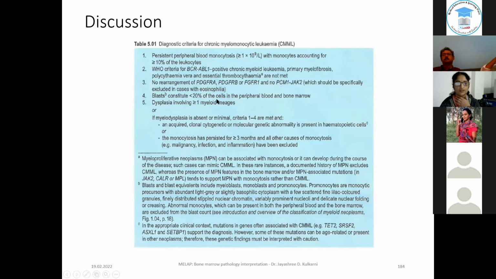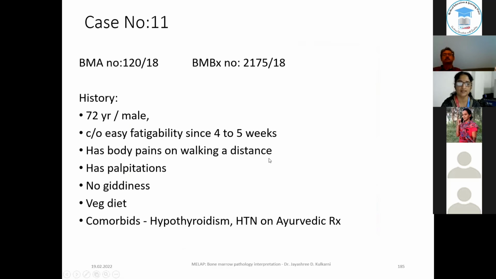PCM1-JAK2 and JAK2 mutations. Blast count should be less than 20%, and there should be dysplasia involving one or more of the myeloid lineages. So as soon as you see monocytosis, look for dysplasia. See if you're seeing only a reactive monocytosis, as you could see in a malignancy or infection or inflammation. All these need to be ruled out before you can label it as CMML. Okay, now coming to the next case.